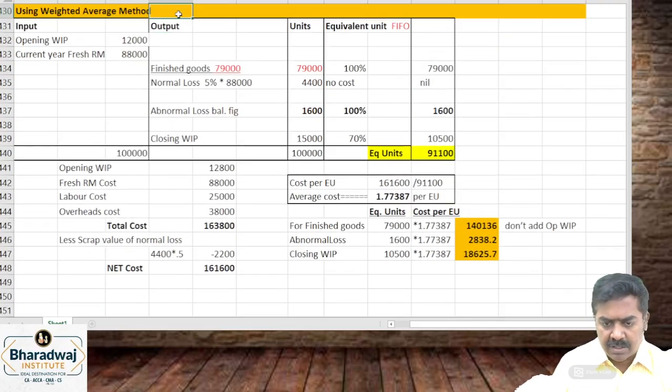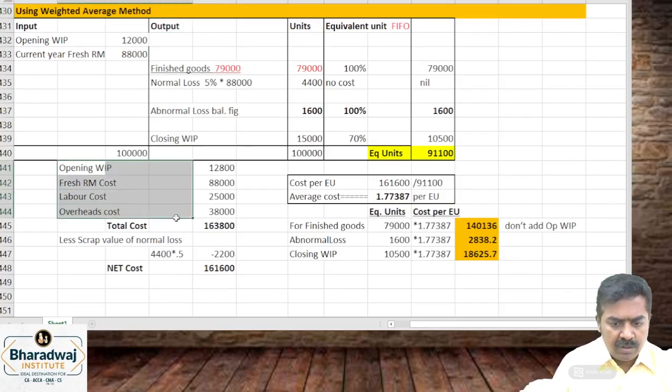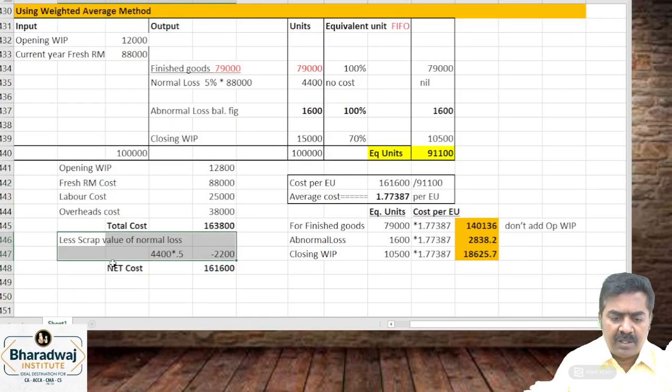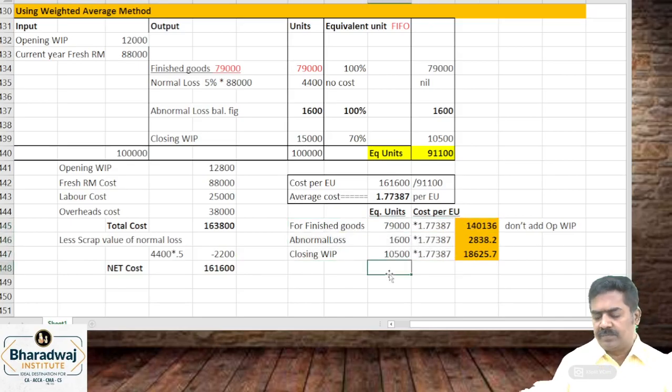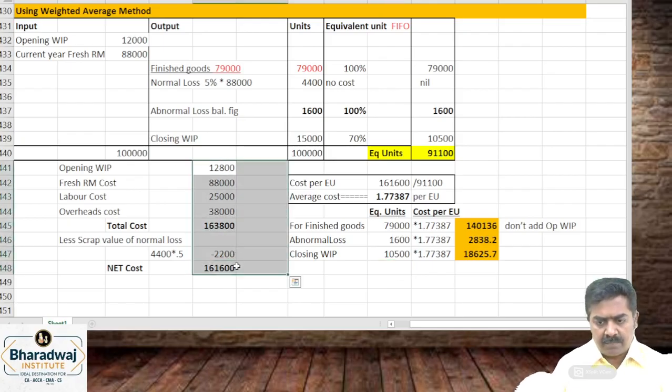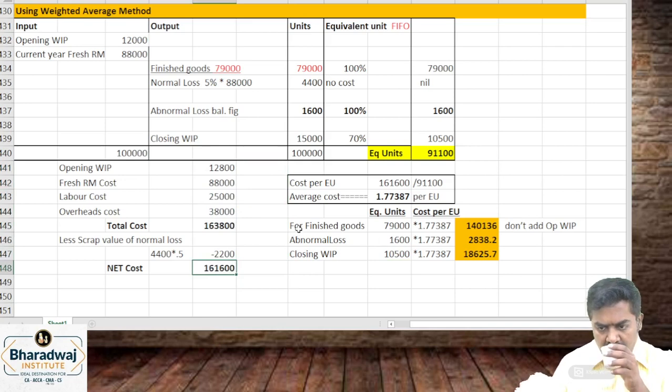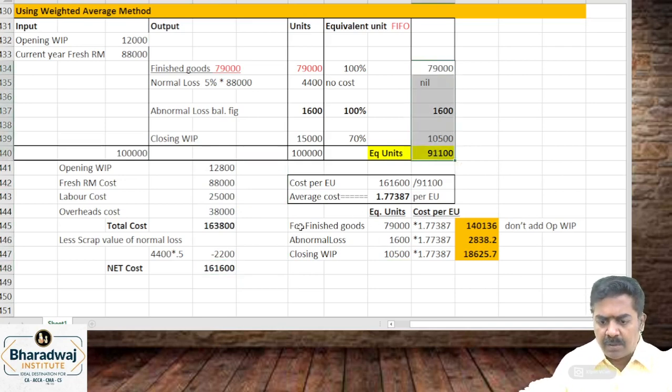Under average cost method, total cost, including opening WIP, we work out the total cost. As usual, we eliminate the scrap value of normal loss. We assign the cost. Since already the opening WIP is included, we don't add which one? Opening WIP separately. The cost is already included here. So based on equivalent units, cost is assigned.